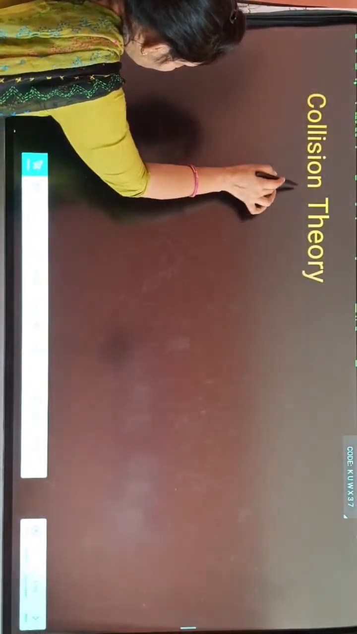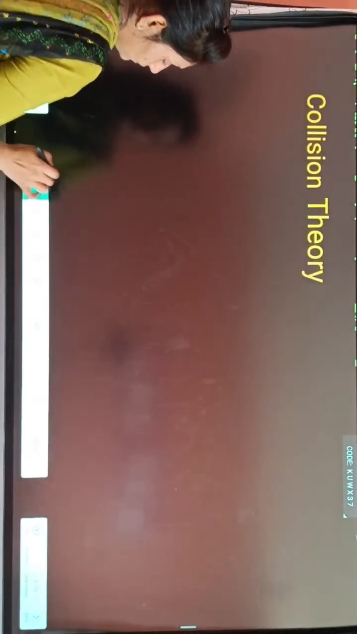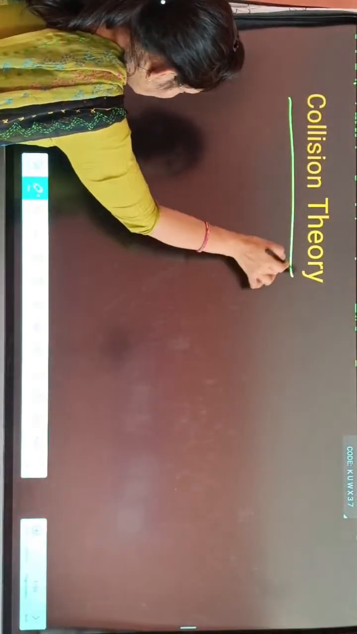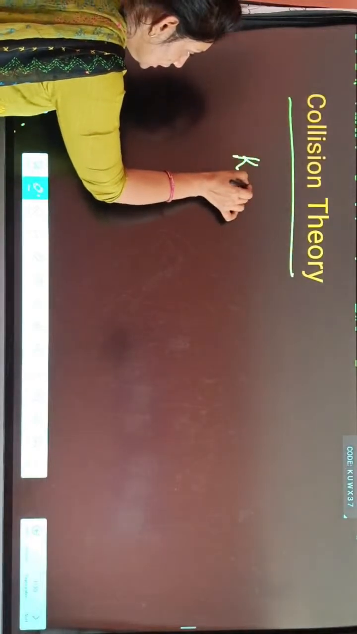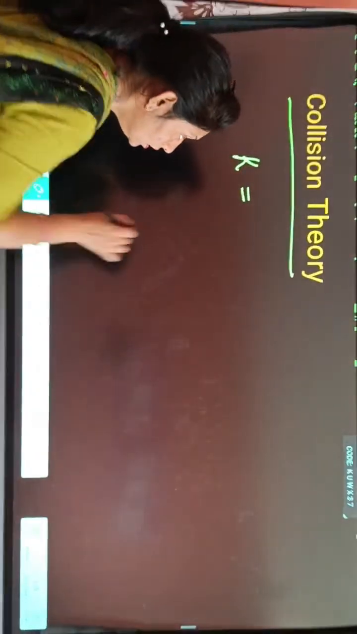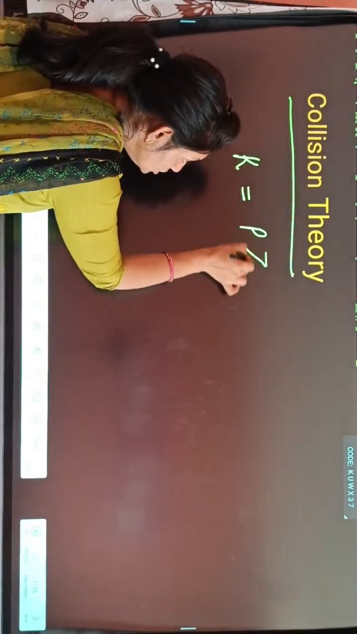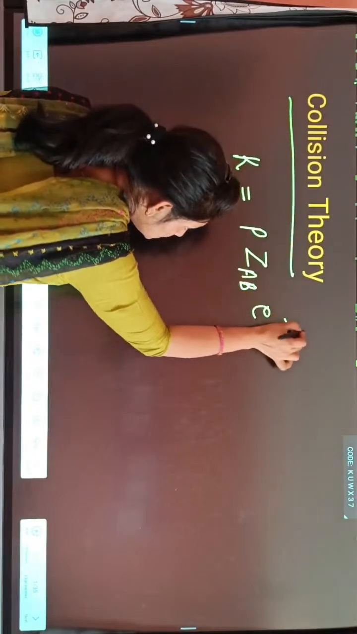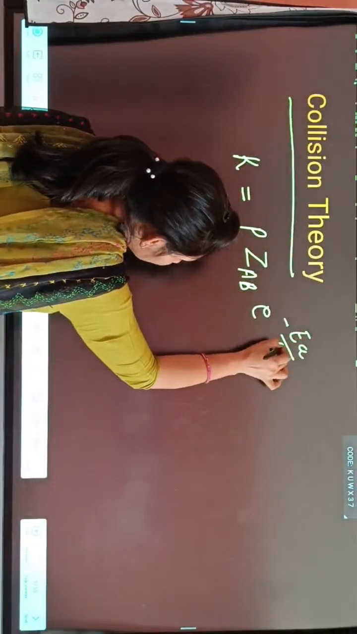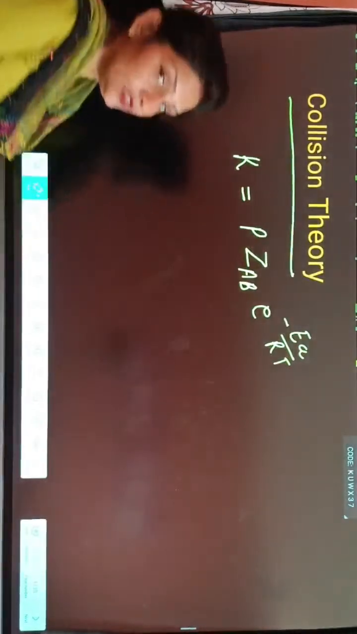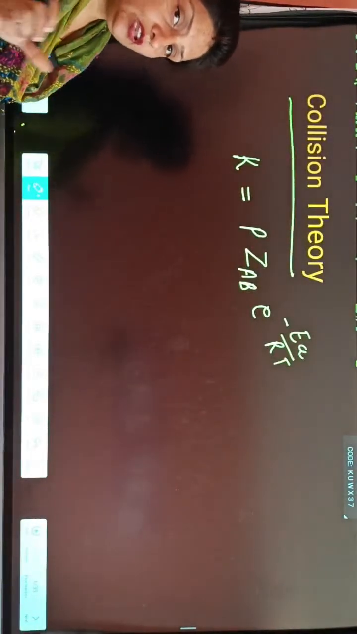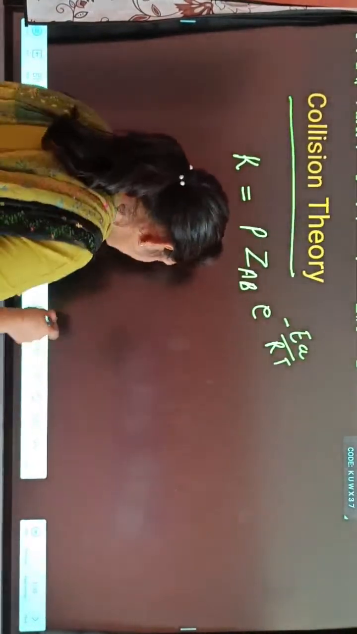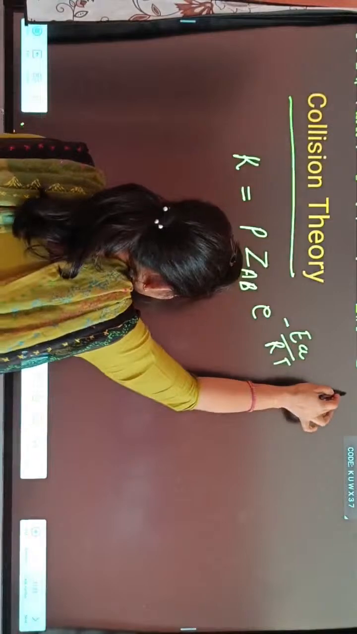Collision theory is also giving us one equation. And what is the equation here? According to collision theory, k is equal to P Z_AB e to the power minus Ea by RT. First of all, we will relate it with the Arrhenius theory, the Arrhenius equation. What was the Arrhenius equation?